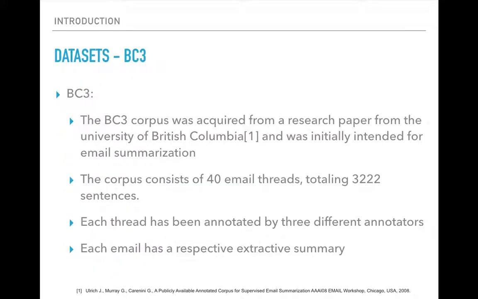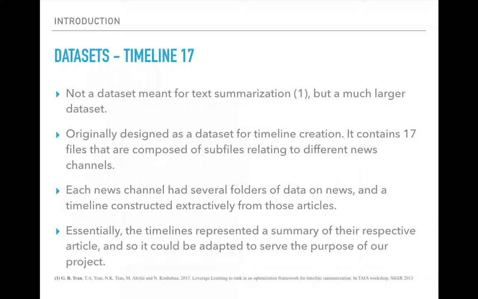The first dataset we used was BC3, which is a corpus that was acquired from a research paper from the University of British Columbia and was initially intended for email summarization. The corpus consists of 40 email threads with a total of 3,222 sentences. Each thread has been annotated by 3 different annotators, and each email has a respective extractive summary.